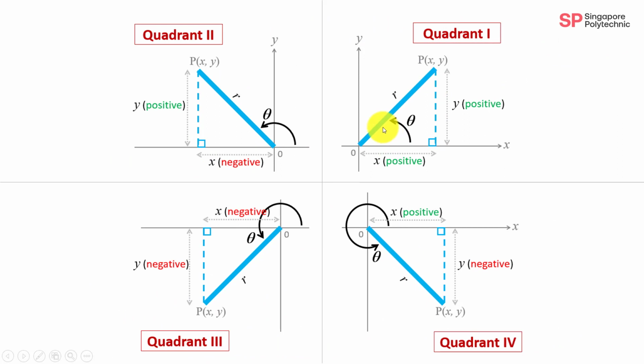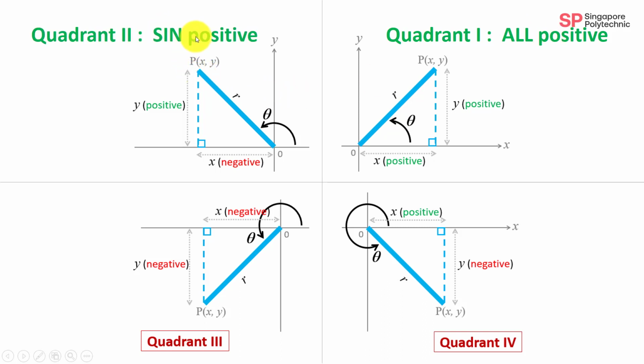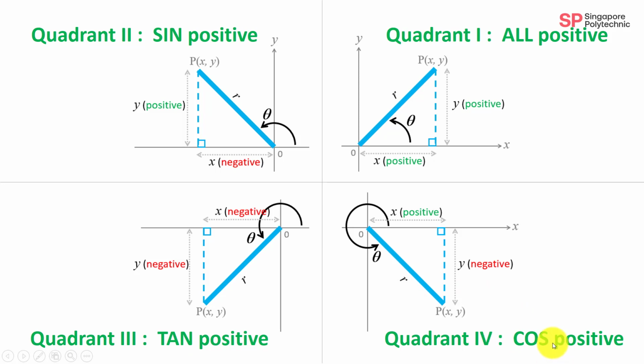In summary, in Quadrant 1, all trigo ratios are positive. In Quadrant 2, only the sine ratio is positive. In Quadrant 3, only the tangent ratio is positive. And in Quadrant 4, only the cosine ratio is positive.